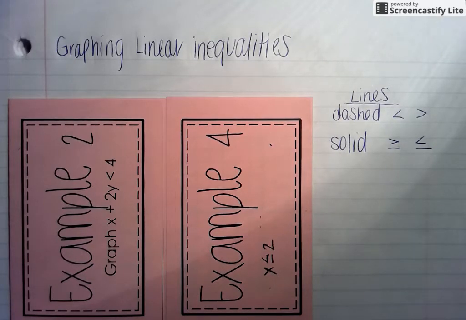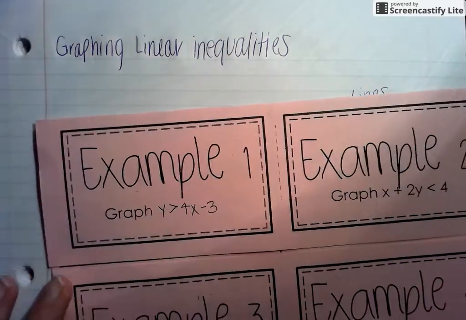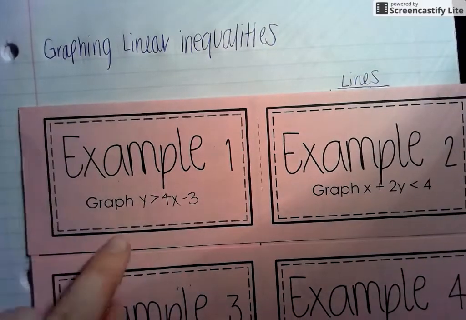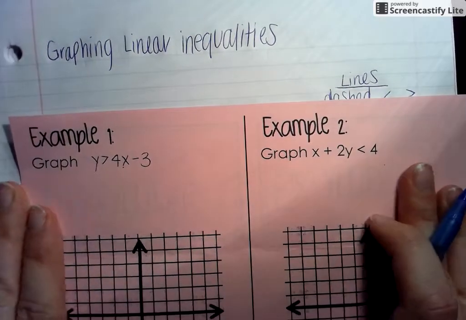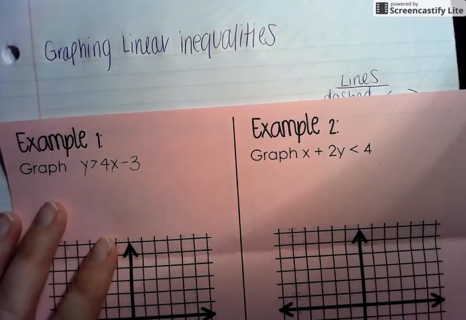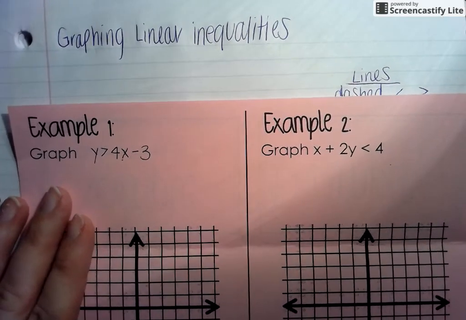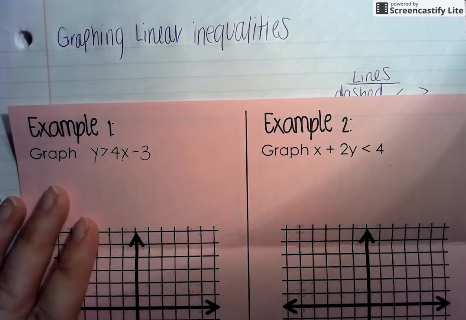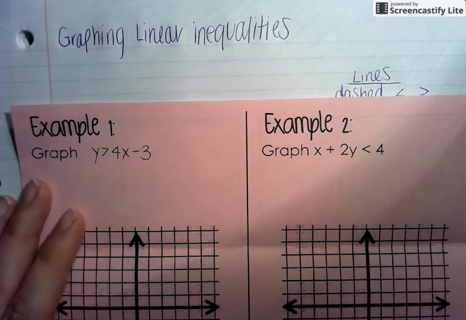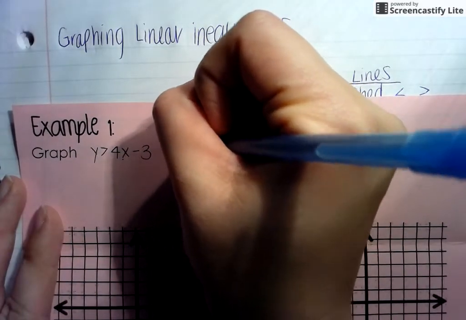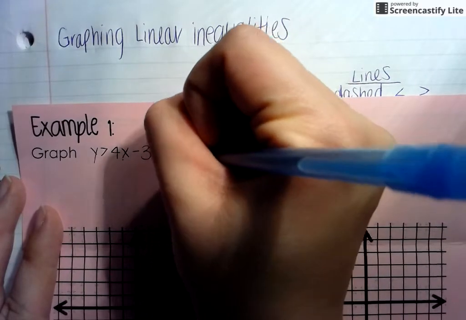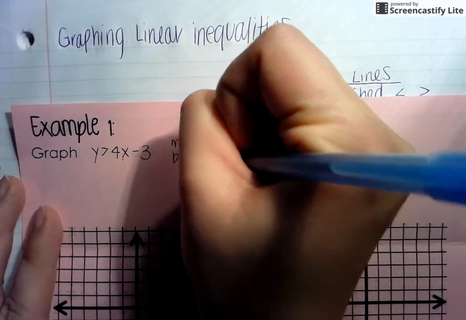That's always kind of like the first thing you want to look at. So we're going to look at these 4 examples. The first one says y is greater than 4x minus 3. So because this is in y equals mx plus b, you can now graph. All of them have to be in y equals mx plus b because you need to identify the slope and the y-intercept.